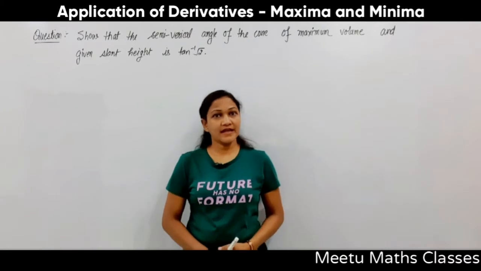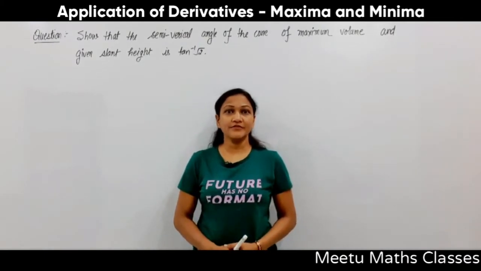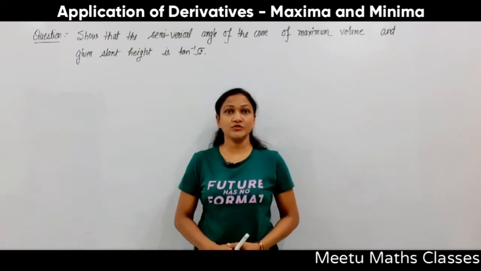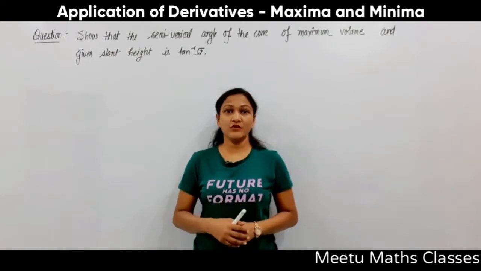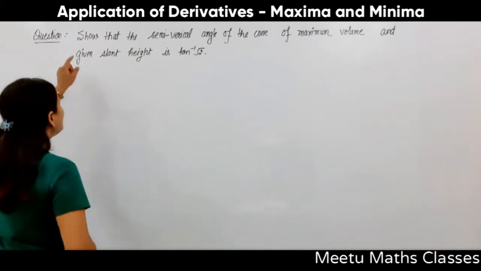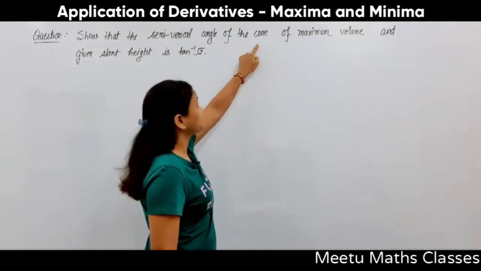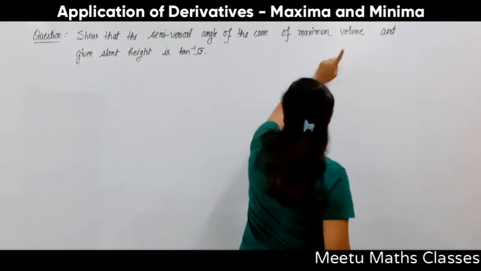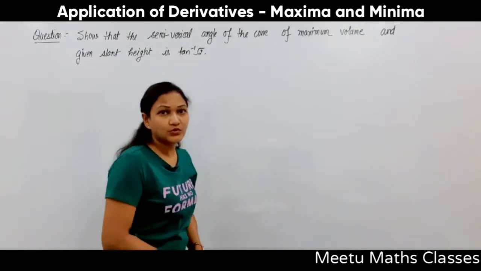Today's topic is applications of derivative, and in this particular question we are going to discuss finding the maximum or minimum value of a function. So your question is, show that the semi-vertical angle of the cone of maximum volume and given slant height is tan inverse of root 2.